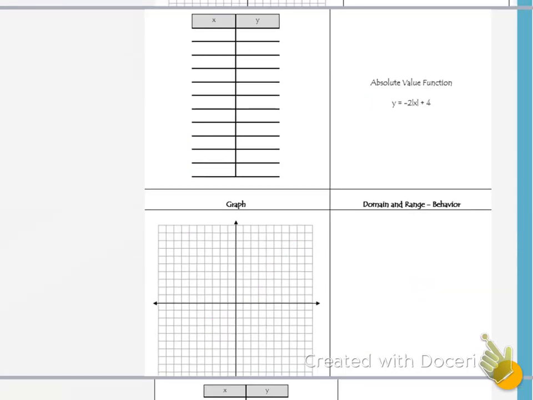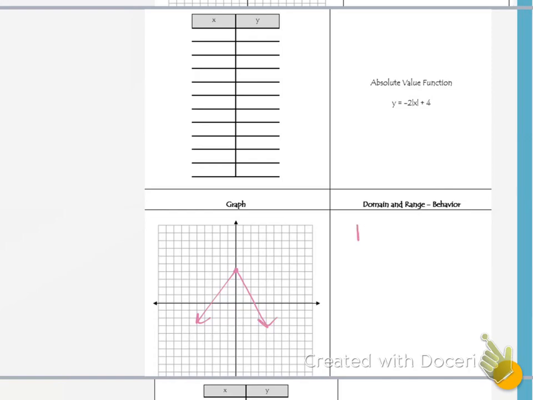Okay, my next one is an absolute value, so make sure you get those absolute value bars in there when you're graphing it. The highest point, the vertex, 1, 2, 3, 4, is going to be at 4. And it's going to come in a V shape like this when you graph it.